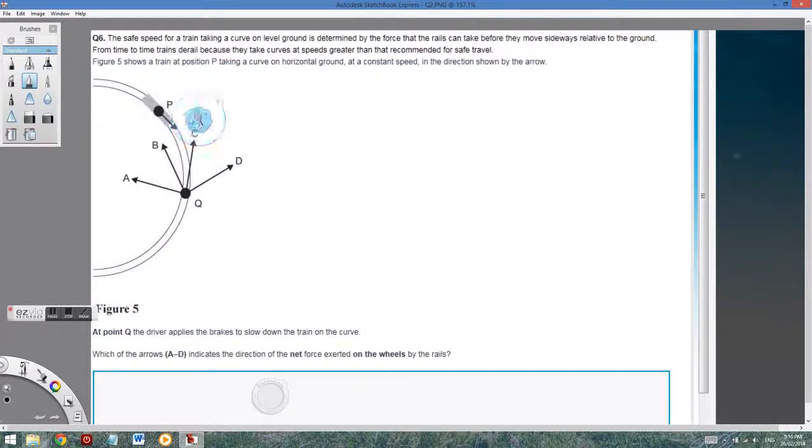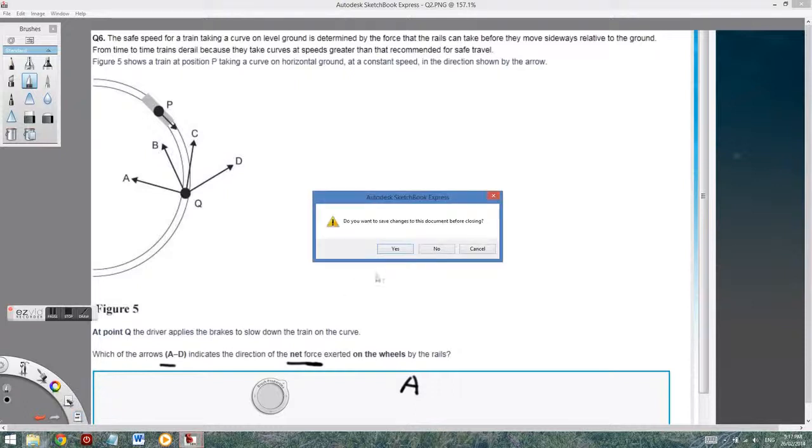Now let's read the question. What's happening? Well, you read that by yourself. The question is which arrow indicates the direction of net force. The direction of net force is the direction of acceleration. At point Q, this is always towards the center of the circle. A. Now let's go to the next question.